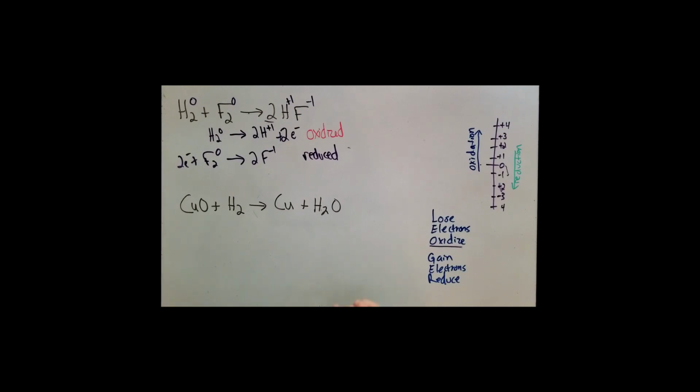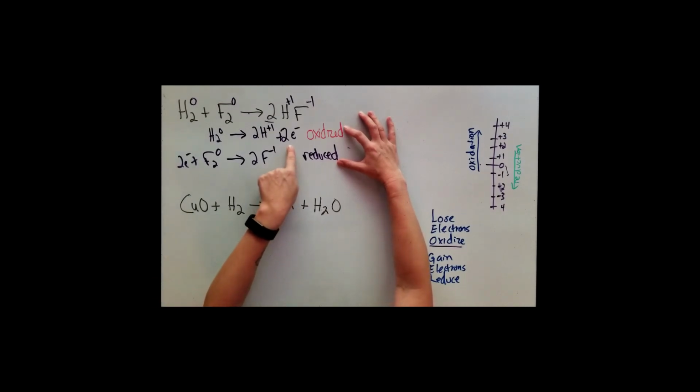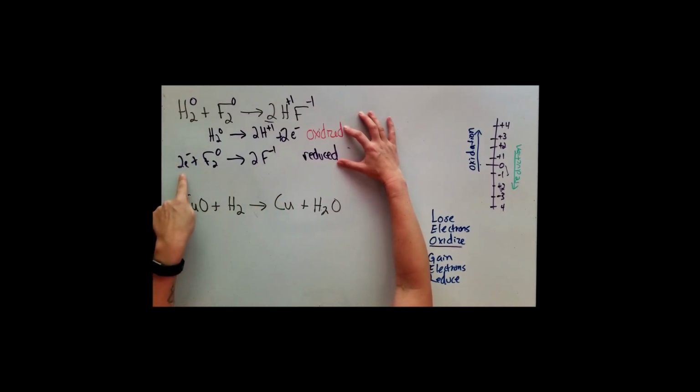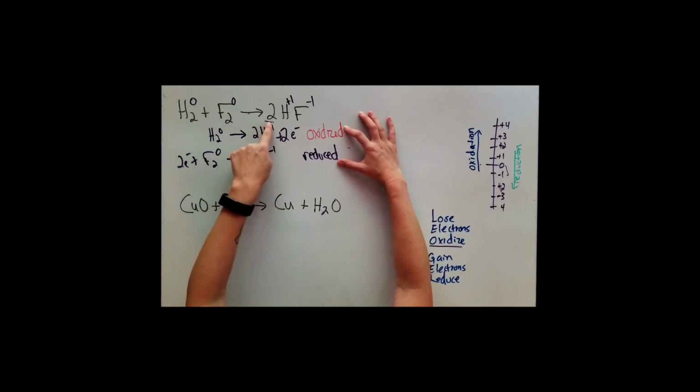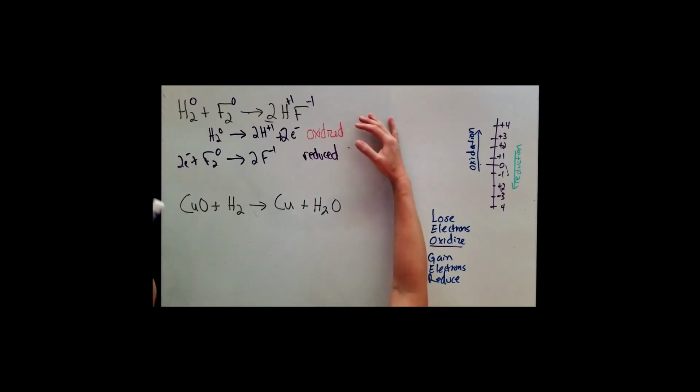So what do you need to know how to do? You need to know how to identify who's oxidized and who's reduced. You need to be able to identify how many electrons are involved. And for that, you're going to be using subscripts, you're going to be using coefficients in combination with the charges. Last but not least, you need to be able to name who's the oxidizing agent and who's the reducing agent.